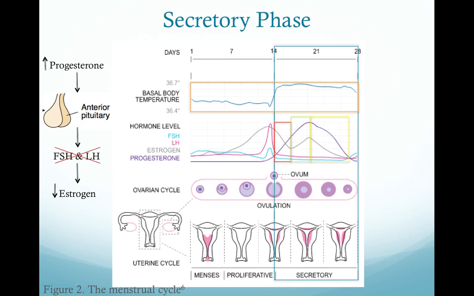This occurs due to the presence of progesterone. The increase in body temperature causes the cervical mucus to dry up and the cervix to close and tighten to prevent fertilization. Now the uterus is ready to shed the uterine lining and begin the menstrual cycle all over again.